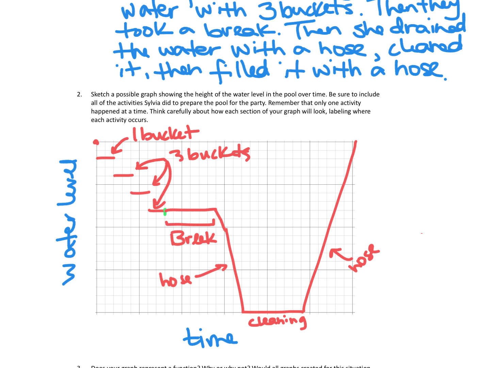Now the next part is to talk about different places in the graph that are important and give them names. So the first important part of the graph is right here and right here. That's really important because that's when the pool is full, right? So when the pool is full, we actually call that a maximum. So we're going to call this our maximum. And we have two of those, right? There's a maximum, and then here's a maximum.